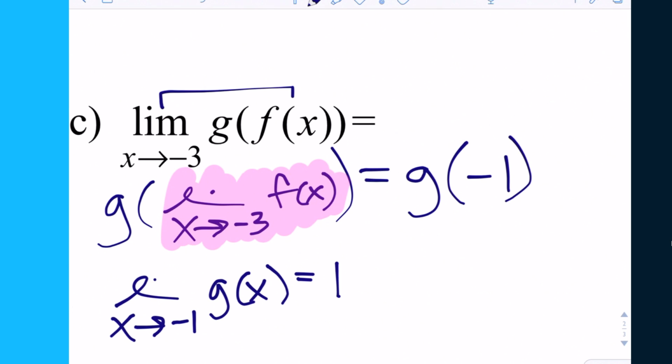But I guarantee 2 would be an answer choice, right? So I better put right here a not equal sign. So if it starts as a limit, it's going to remain a limit all the way through. And if it starts as a one-sided limit, even on the composition, it'll remain a one-sided limit. So if it's from the left to begin with, it'll stay left all the way through.